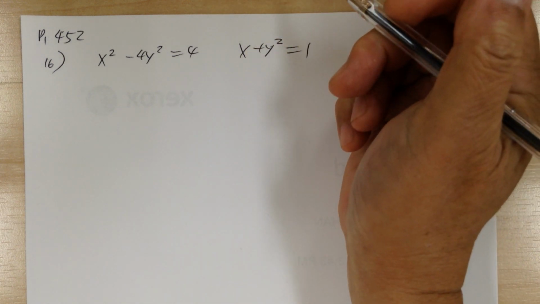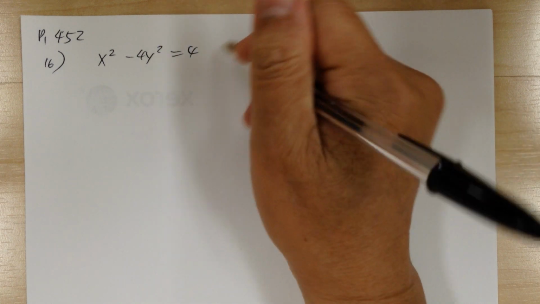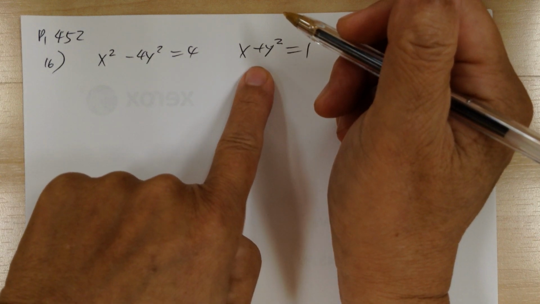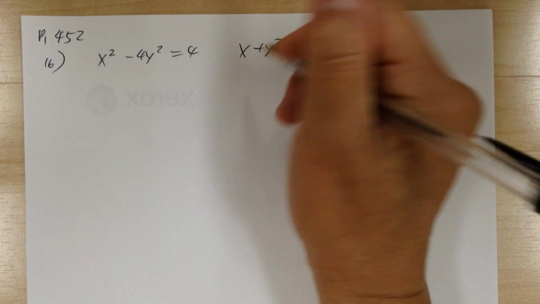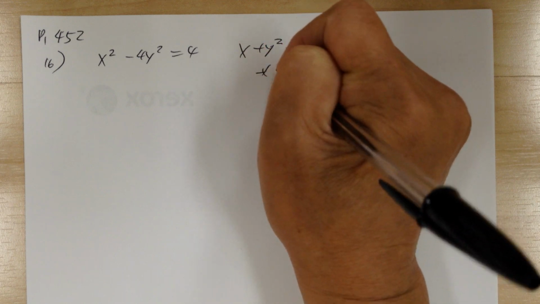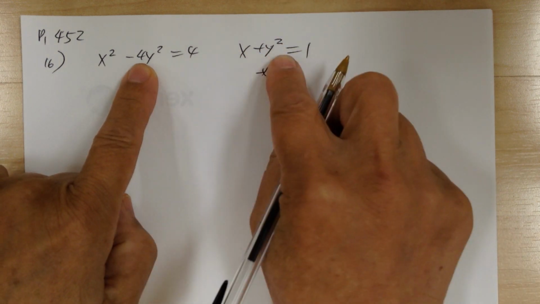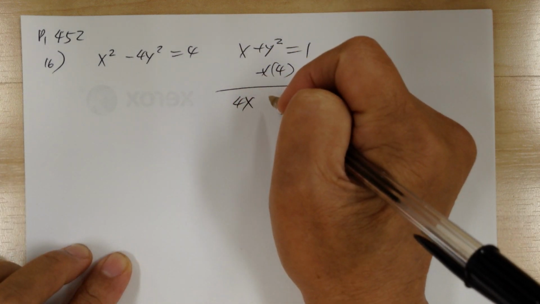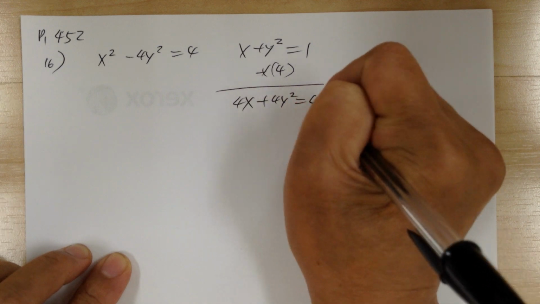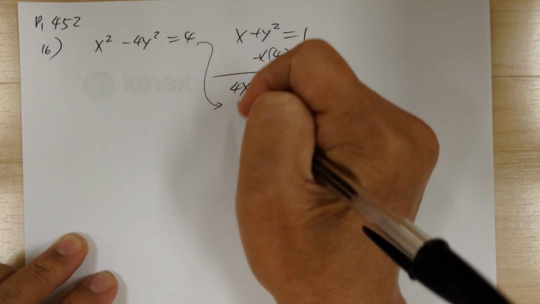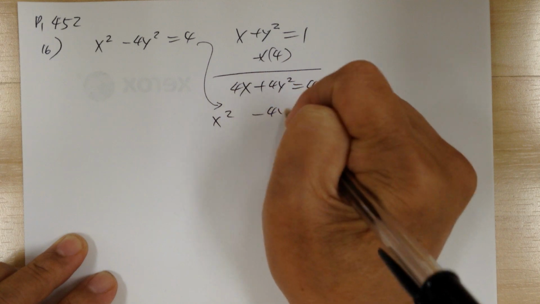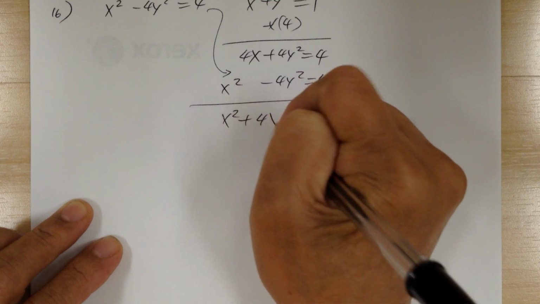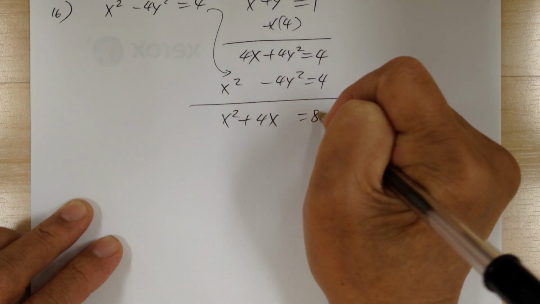We can do reverse substitution, or we can do elimination. I'll probably just go for elimination. I'm going to eliminate the y squared since it's already kind of matching. So I'm going to multiply by 4. I get 4x plus 4y squared equal to 4, and I'm going to put this under here, x squared minus 4y squared equal to 4. When I add, I get x squared plus 4x, this cancels out, equal to 8.